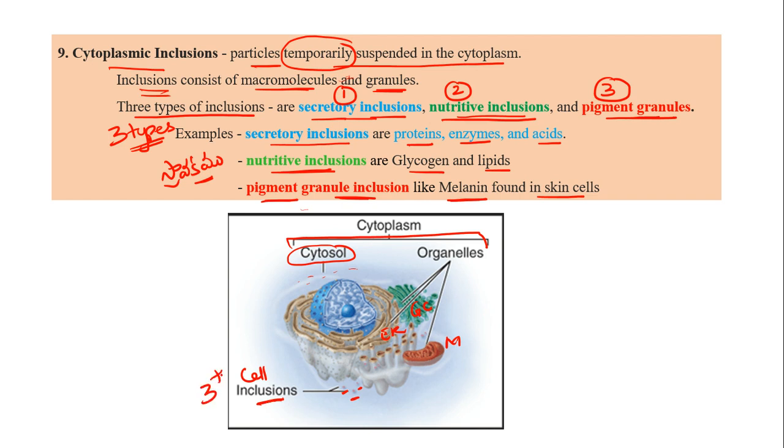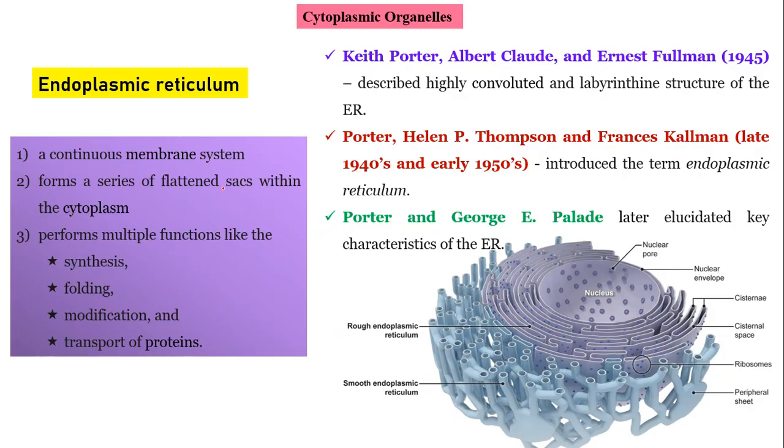These cell inclusions are namely three types. These three types we have seen here. And then the next part, the next component after the cytoplasm, the most important part inside the cell, are the cytoplasmic organelles. Let us look at each cell organelle one by one. The first important cell organelle is the endoplasmic reticulum.